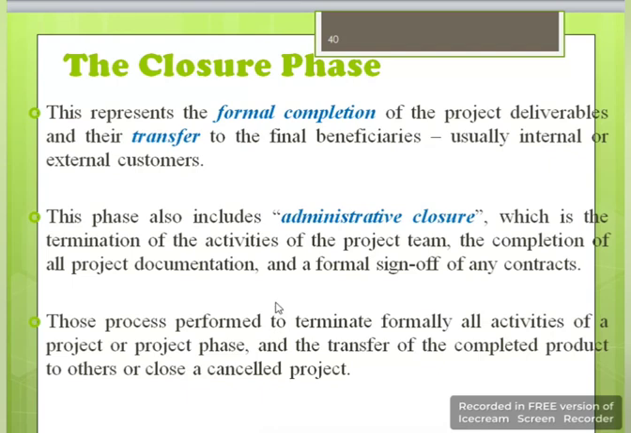This represents the formal completion of the project deliverables and their transfer to the final beneficiaries, usually internal or external customers. This phase also includes administrative closure, which is the termination of the activities of the project team, the completion of all project documentation, and a formal sign-off of any contracts. Those processes performed to terminate formally all activities of a project or project phase, and the transfer of the completed product to others or close a cancelled project.